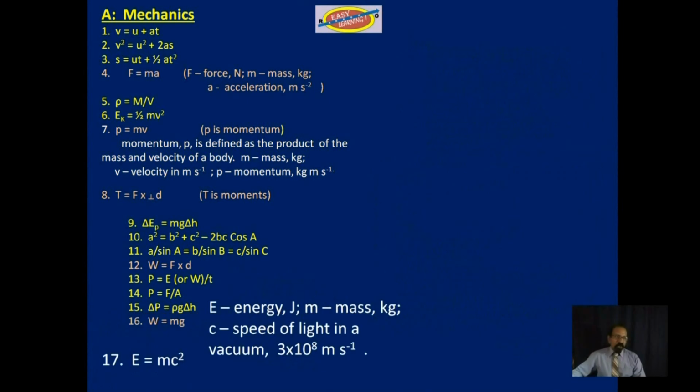The last equation we are looking at in this section is E is equal to mc squared. E stands for energy in joules, m is mass in kilograms, and c is the speed of light in a vacuum. Normally, that is given as 3 times 10 to the 8 meters per second. You don't have to memorize this. This will be given in any question where you have to use the speed of light.